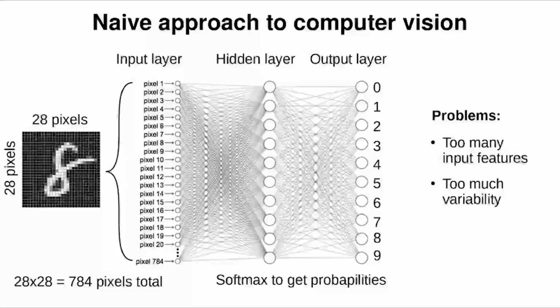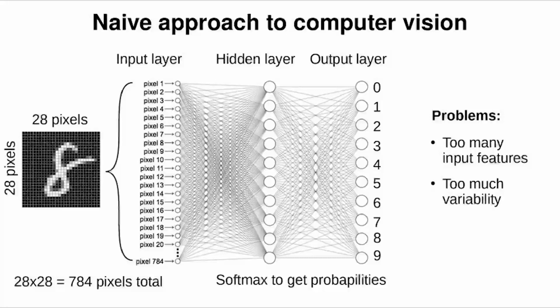The naive approach to recognizing digits in such images might be to try and build a fully connected neural network. That is, a neural network in which the value for each neuron in a subsequent layer is calculated by taking a linear combination of the values for all neurons in the previous layer with varying weights, and then applying a nonlinear activation function to it. An example of such a neural network is shown in the slide.